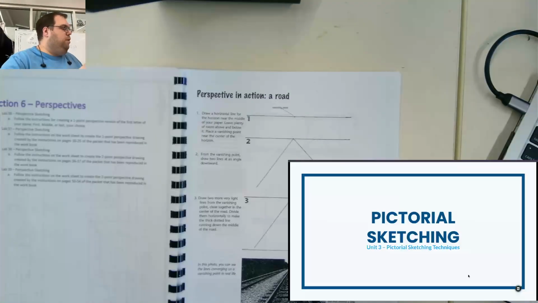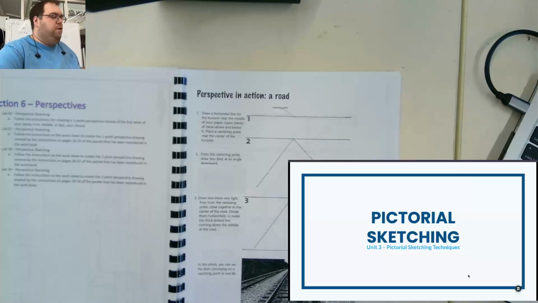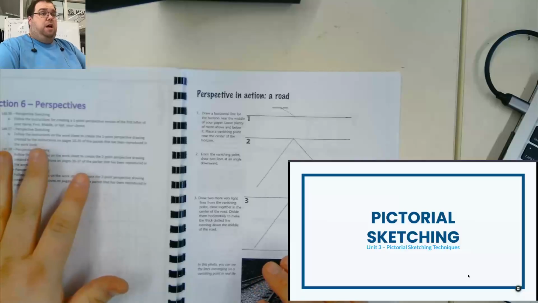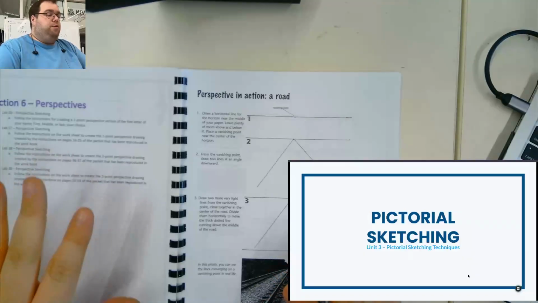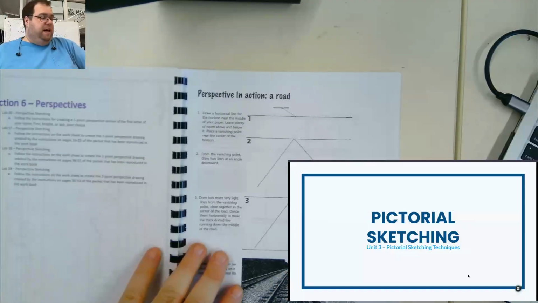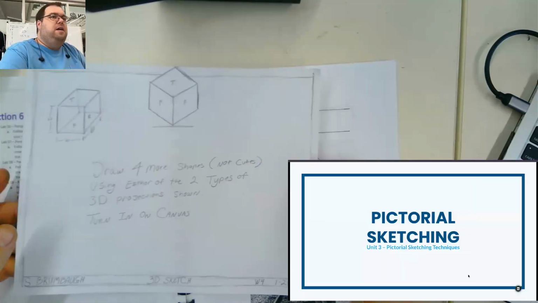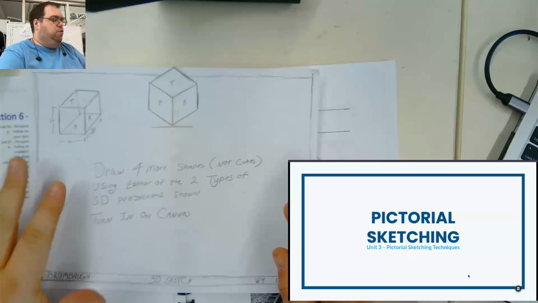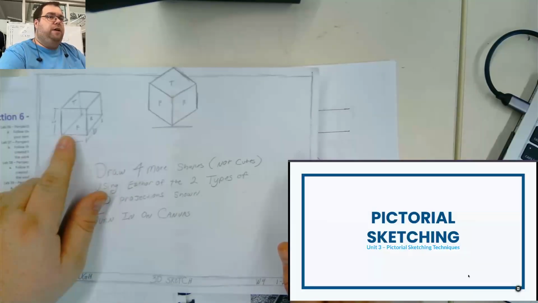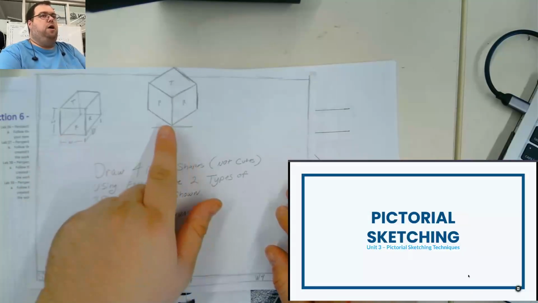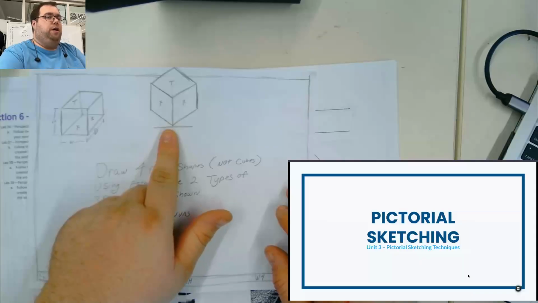So we started pictorial sketching over the last two classes. We started with 2D geometrics, then we did 3D geometrics after that. So this was the assignment that we did last class, where I had you draw an oblique three-dimensional drawing, and then I had you draw an isometric three-dimensional drawing.